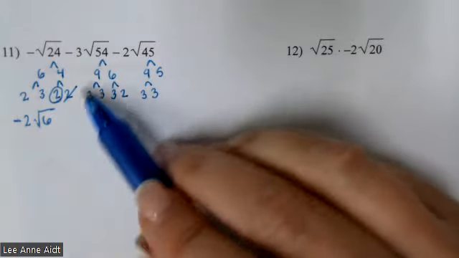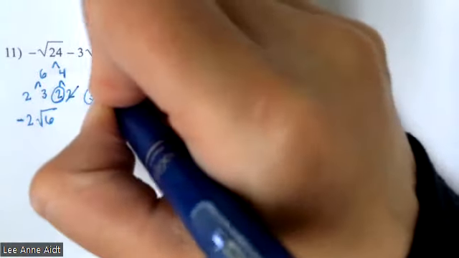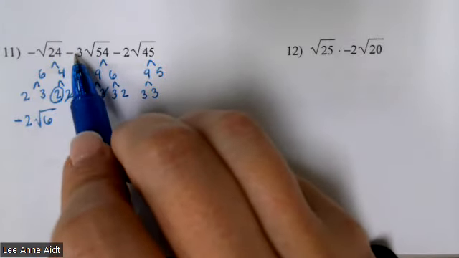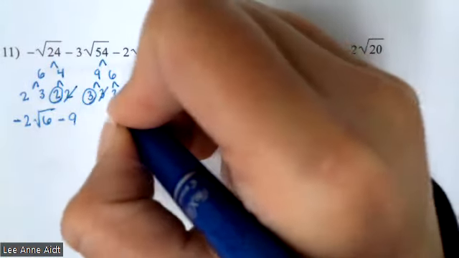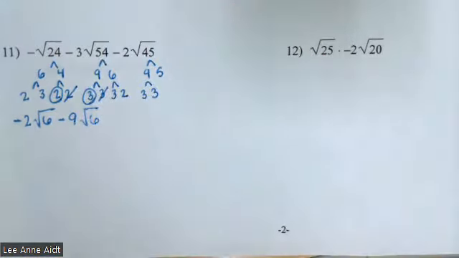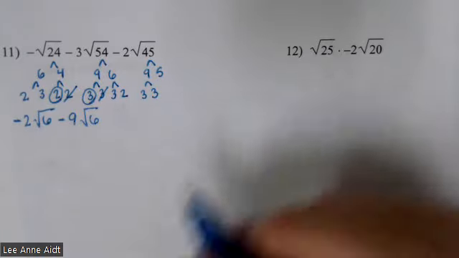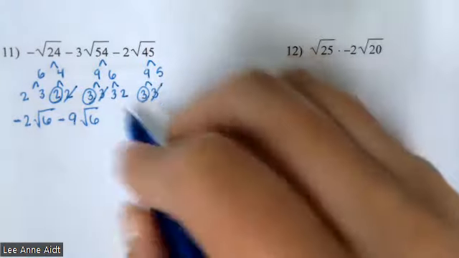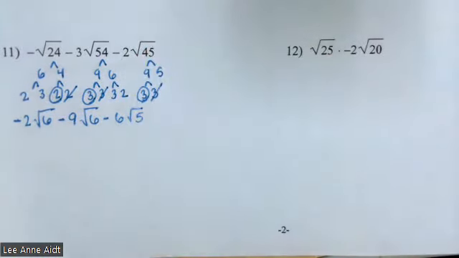You see any pairs in this 54 one? 3s. Circle, cancel. The negative 3 in the front is going to multiply with the 3 circled, so -9. And then, oh, I see a pattern there. Okay, here, pair of 3s, circle, cancel. 3 comes out and multiplies.